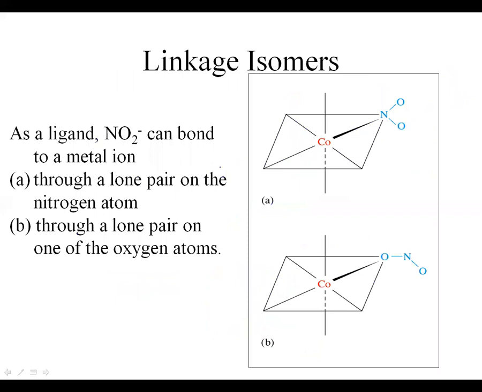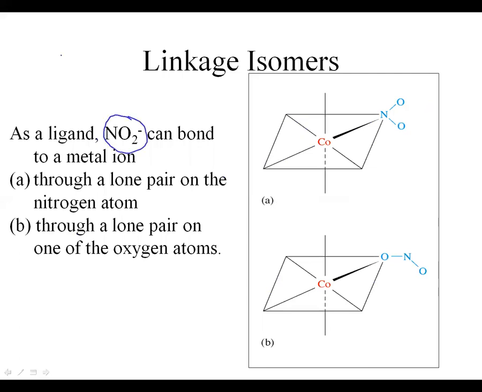Now, another type of isomer is a linkage isomer. And in a linkage isomer, much like the name implies, it's actually how the ligand is attached to the metal in the complex ion. Now, what we have here is basically the same ligand. So in our picture over here, what we have going is NO2- as our ligand.